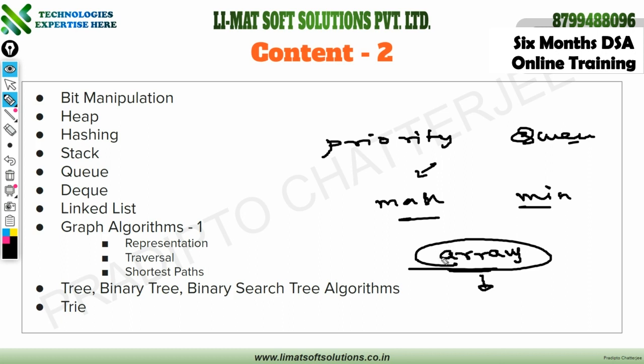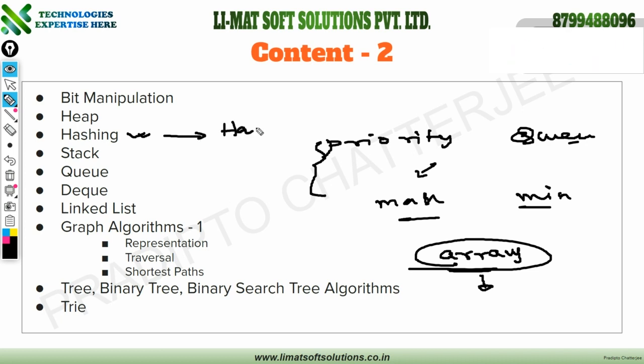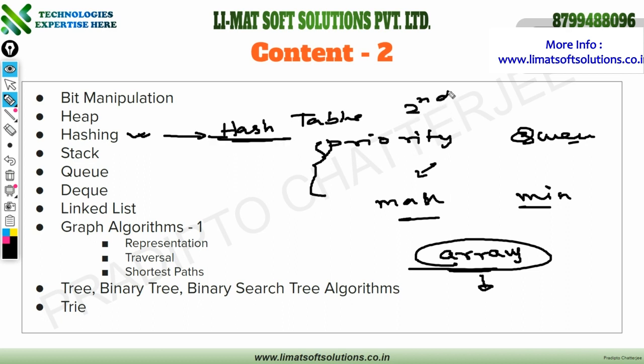But we can solve the array question very easily, in 2 to 3 lines of code using this priority queue. A lot of time we are going to see that. And not only that, we also have hashing. Hashing is also another algorithm, and the data structure behind this algorithm is known as hash table.